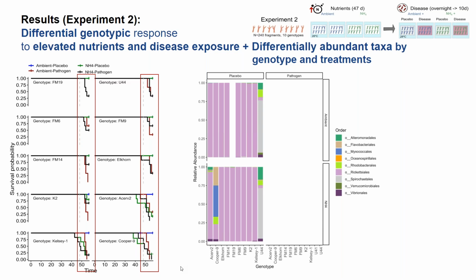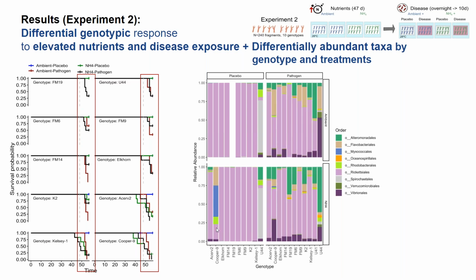Here we're going to look at the preliminary results from the microbial community of these corals to try to understand some of the survivorship patterns. On the top, we have the corals that were exposed to ambient nutrients and the placebo homogenate. And in the bottom, we have the corals that were exposed to elevated nutrients. So again, similar to our first experiment, nutrients alone did not cause a lot of changes in the composition of the microbial community, with the exception of one genotype in which there were more significant changes.